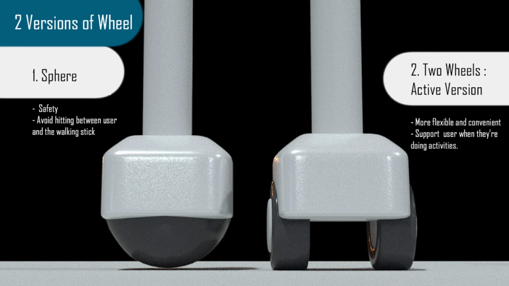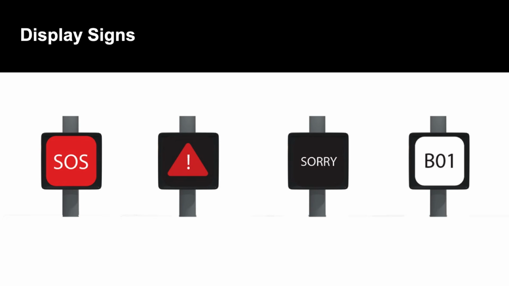The second version of the view is the active version, which is designed as two views. This design will support users when they are doing certain activities, as it is flexible and convenient for the users. This graphic element presents how different sides display on the prototype's digital screen. The sides will include an emergency sign, warning sign, disturbance sign, and the last sign will indicate the queuing number for guests in Service New South Wales.